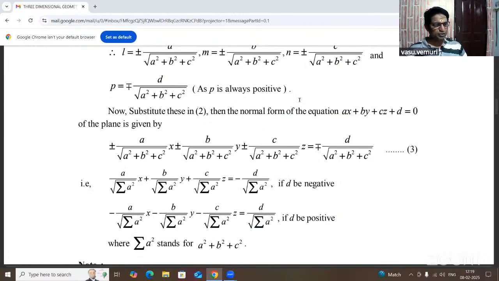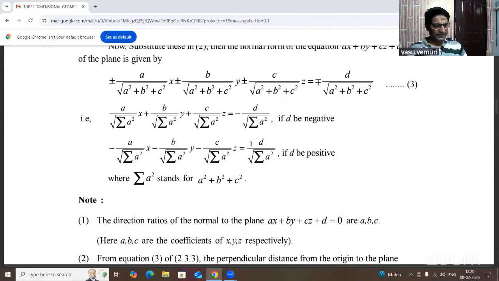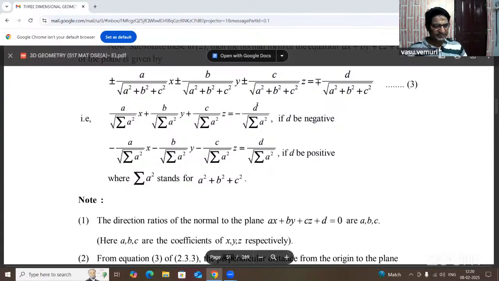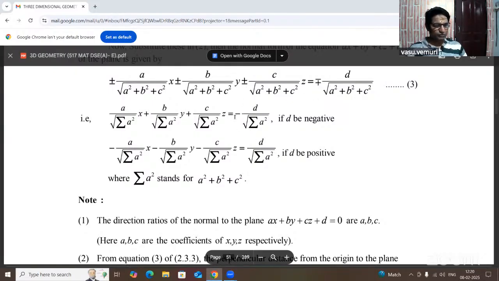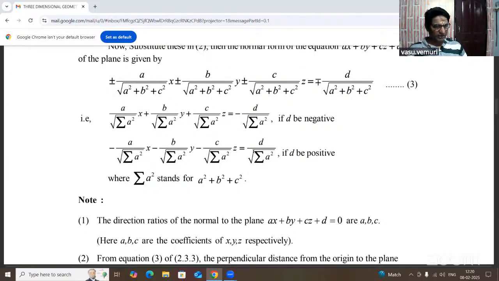Now substituting these values in the general equation of a plane, finally we are getting A by root of sigma A square into X, B by root of sigma A square into Y, C by root of sigma A square into Z equal to, plus D is also converted to this side, because replacing the value of P, minus D by root of sigma A square. Here D is negative, and when D is positive, we take the minus or plus value. First we take the value minus, and the second one plus.